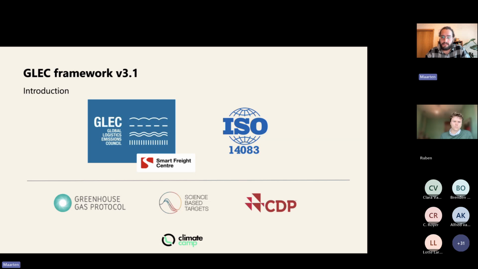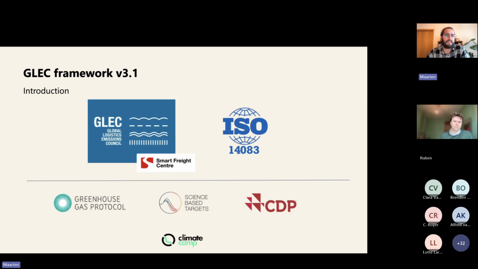It was developed by the Smart Freight Center, which was a collective of major transport and warehousing players. And what they did is created this framework which helps with transportation emissions calculations, especially for transport providers and logistics providers themselves, so the carriers, but also for shippers, such as the manufacturing companies or other companies that make use of these logistics providers to transport their goods from and to their organizations.